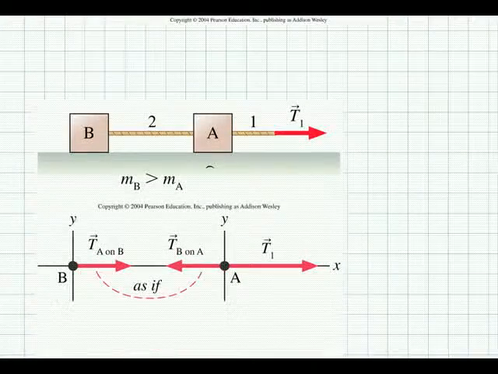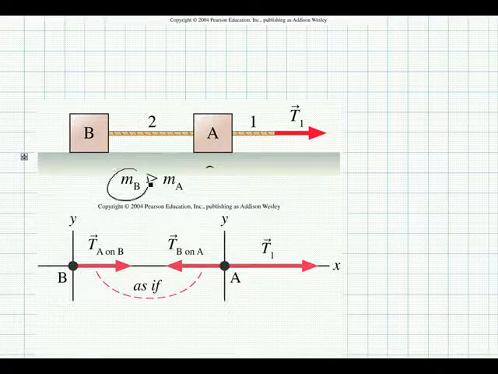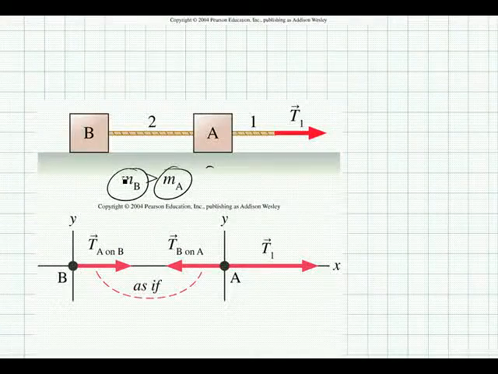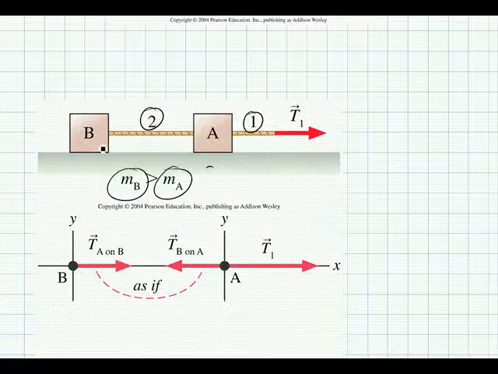Carrying on, let's now do a free body diagram for our scenario. Let's say that the mass of B is greater than the mass of A. How do the tensions in string 1 and 2 compare?